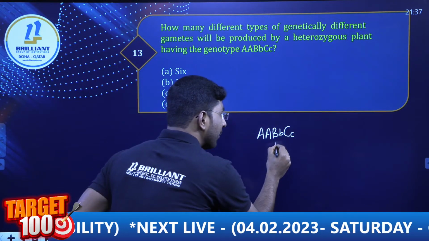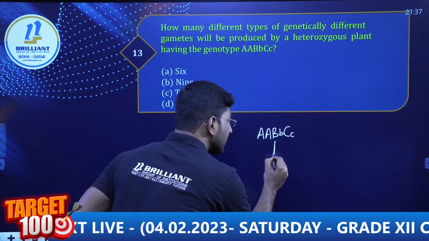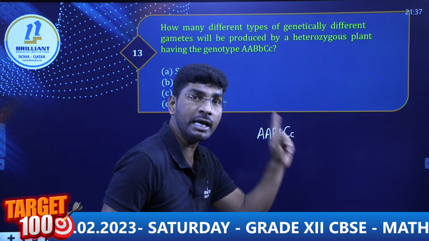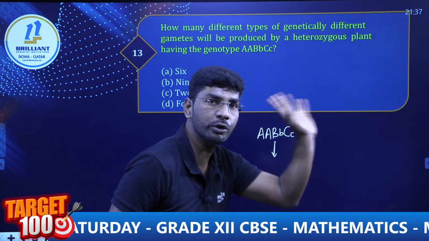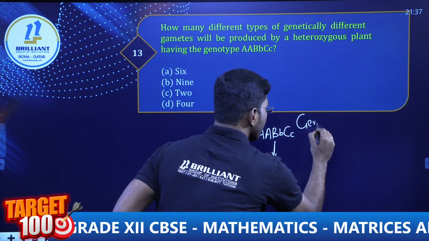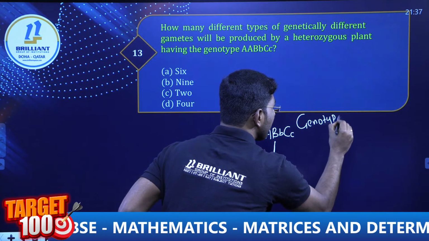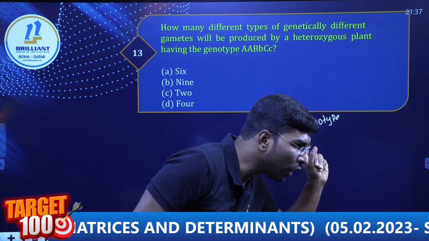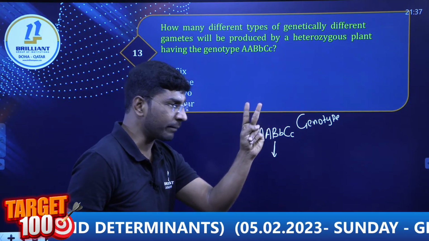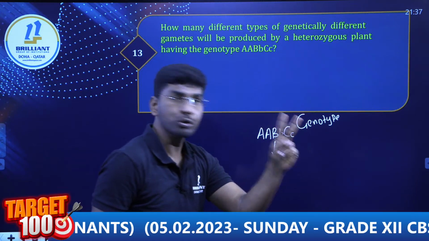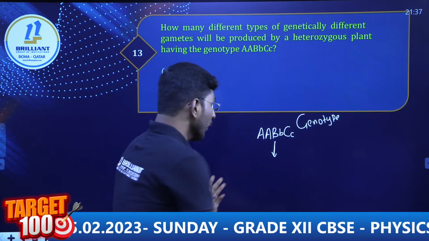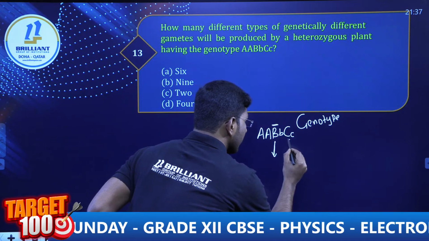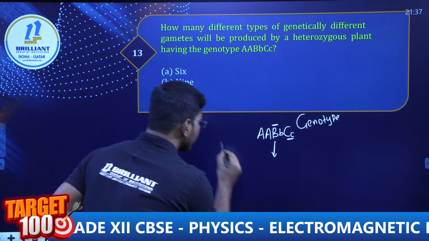Can any one of you tell me how many heterozygous are given here? How many heterozygous are in this genotype? I need an answer. Two heterozygous are there, not 4. It's 2. Look here, this is a heterozygous condition. This is also heterozygous.